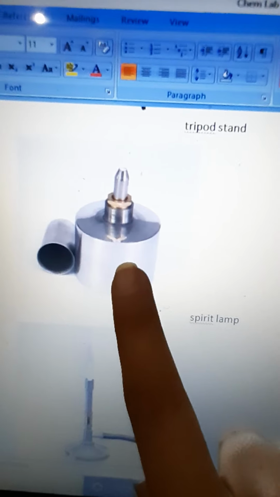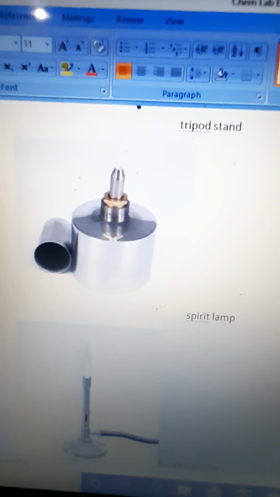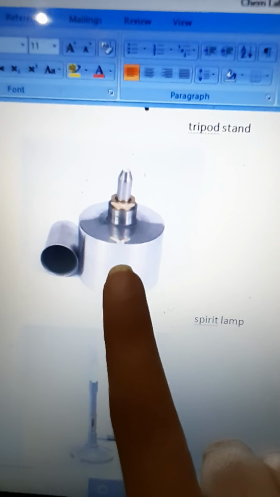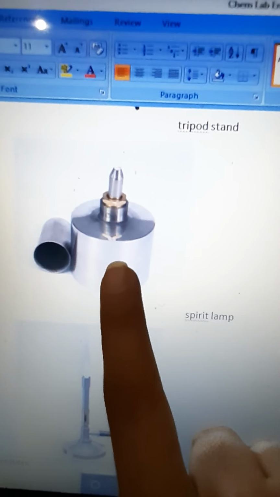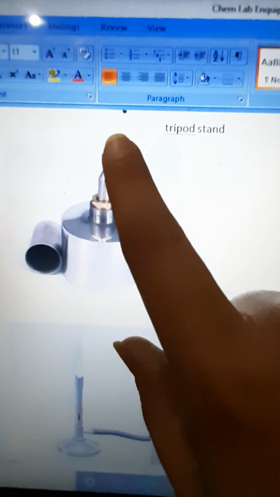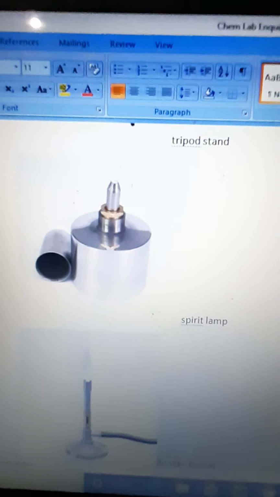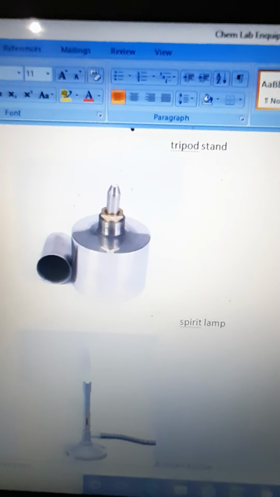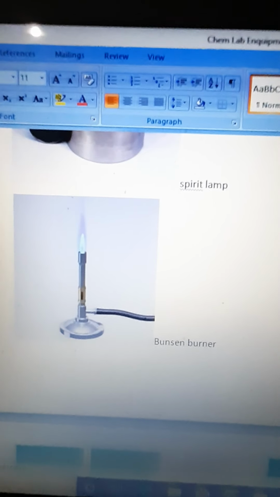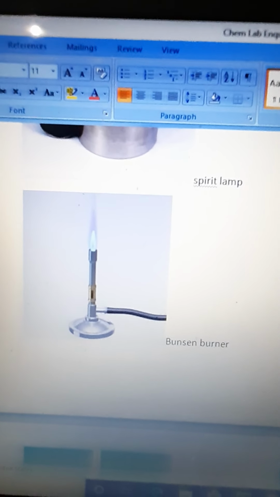Spirit is combustible. It is used to make small fires or flames in the lab. You put the spirit in the spirit lamp over here, and this part is used to create the flame. Again, it is kept under a tripod stand to heat the substances. Now other than the spirit lamps, the Bunsen burner is used in a lab.